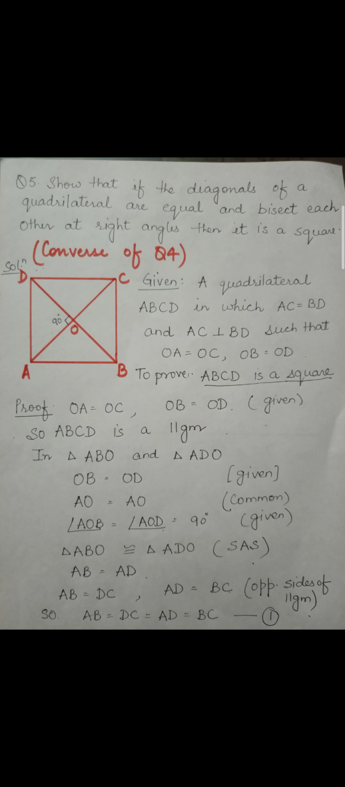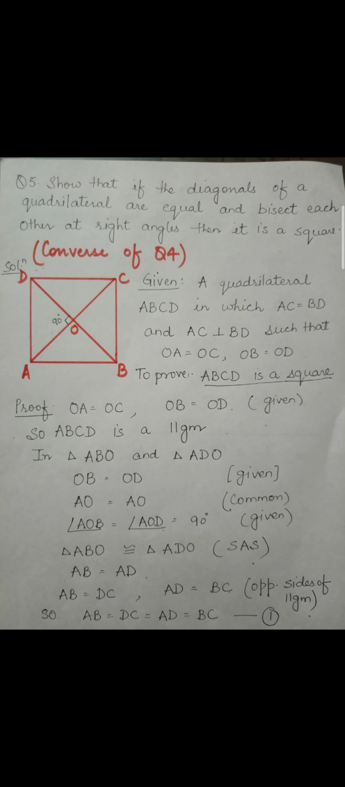So here the converse is given, that quadrilateral ABCD is given, in which AC is equal to BD, AC is perpendicular to BD, such that OA is equal to OC and OB is equal to OD. And we have to prove ABCD is a square. Now let's do the proof.